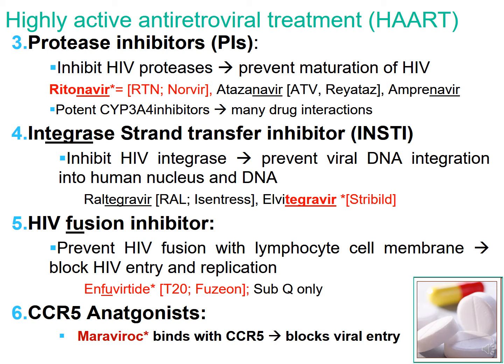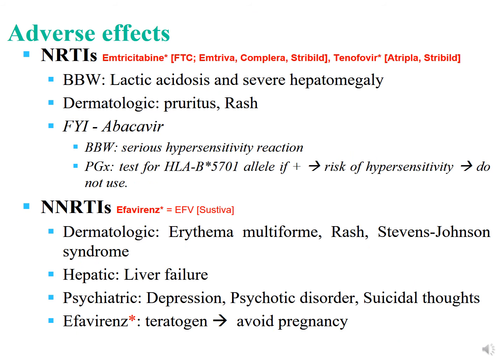And then the last one that was approved is a CCR5 antagonist, not an agonist. I have to change that. CCR5 antagonist, maraviroc. So this one binds to the CCR5 receptors, and so also blocks the viral entry and all the steps that are ahead of the viral entry and the viral replication.